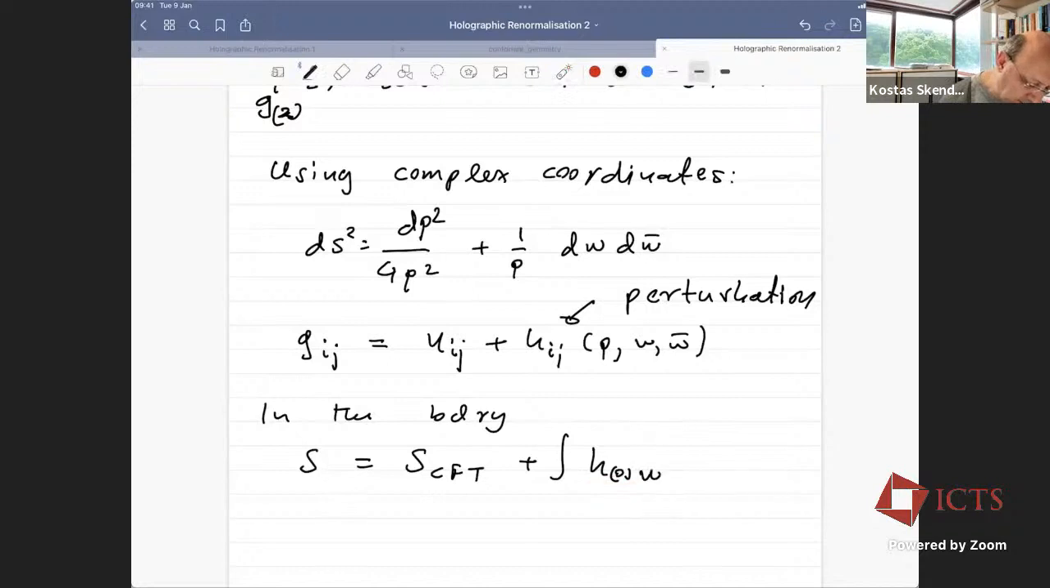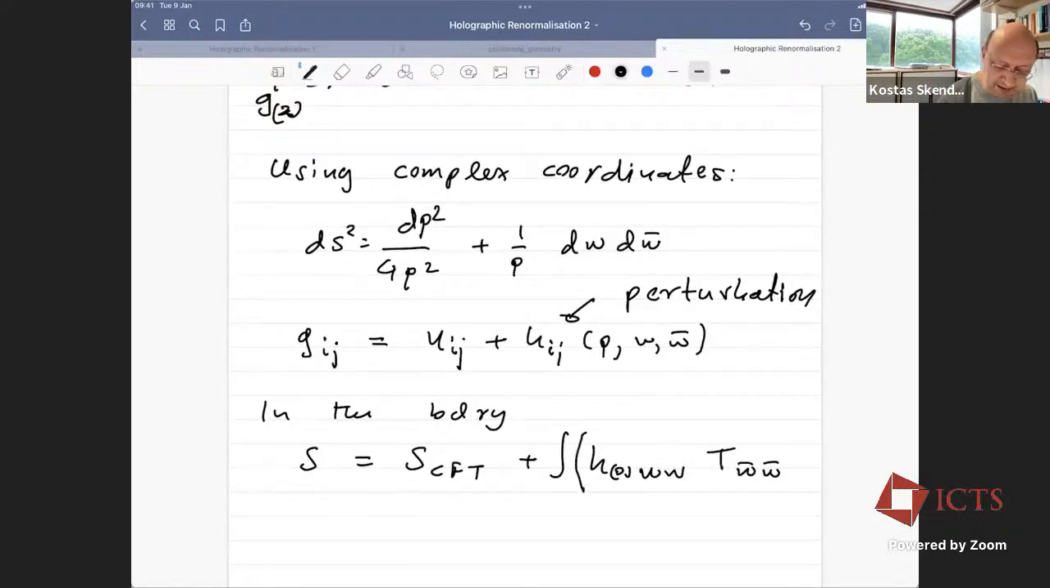with indices w bar would couple to the object with w bar, because what we integrate on the boundary has to match the w's and the w bars to be able to integrate. So this is the coupling.